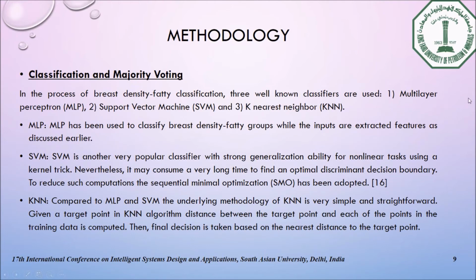Now once we have got the important features, we have used 3 well-known classifiers: multilayer perceptron MLP, support vector machine SVM, and K nearest neighbor KNN. All of these algorithms are very popular and have been used in many applications to automatically classify, for example, bioinformatics data classification, biomedical data classification, satellite image classification, financial data analysis, and many more. That's why we have also chosen these 3 techniques to classify the breast cancer.